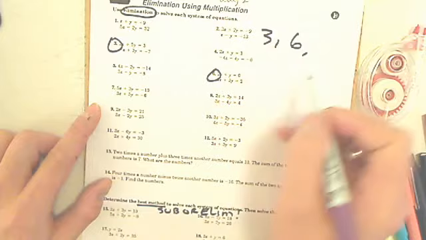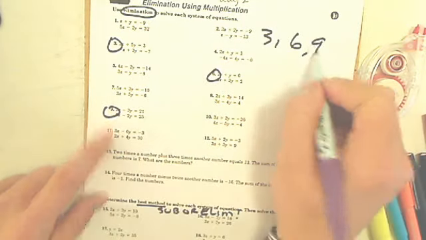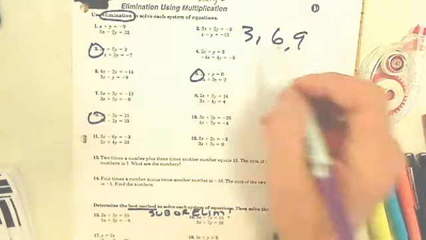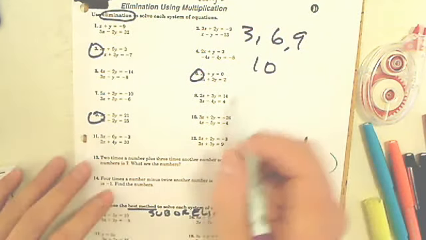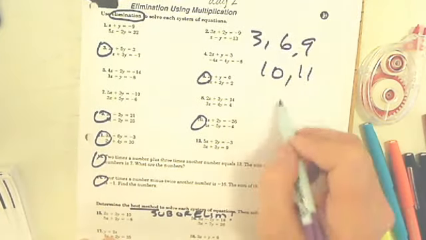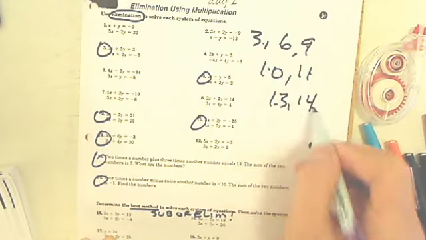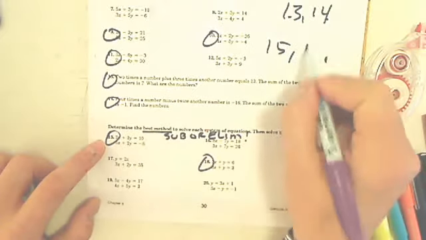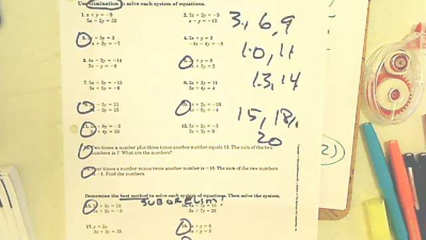3, 6, 9, 10, 11, 13, and 14 to get practice. Okay, you see where it says sub or elimination? Your choice. 15, 18, 20. So: 3, 6, 9, 10, 11, 13, 14, 15, 18, 20. You have 10 problems on a separate paper.